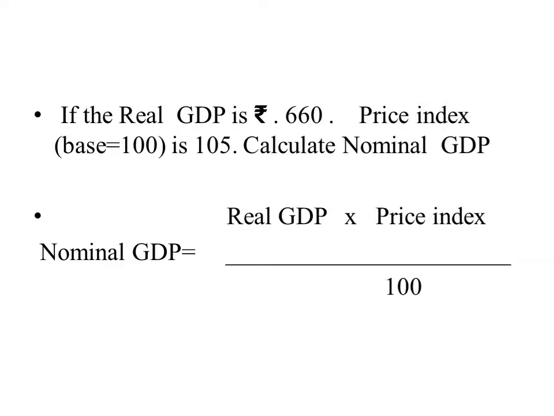Yes, friends. Now you will calculate nominal GDP. If the real GDP is 660, price index is given 105, so how can you calculate nominal GDP? You will use the formula real GDP into index number divided by 100. You will calculate this numerical.